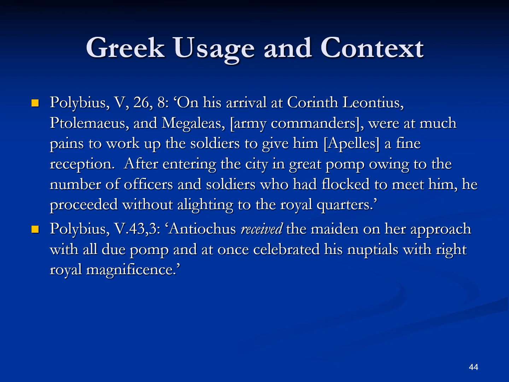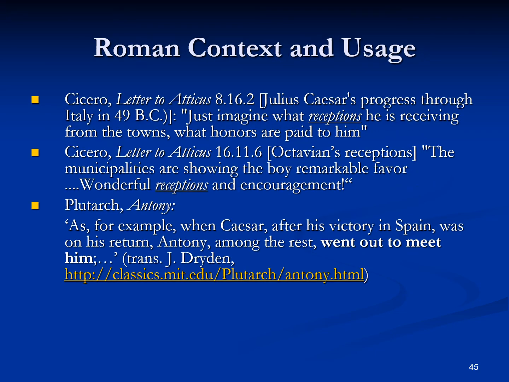Again in Polybius a little bit later, Antiochus received the maiden on her approach with all due pomp and at once celebrated his nuptials with right royal magnificence. All right, so here we have the word being translated as received instead of for a meeting, which shows you the kind of encounter that takes place. And it's a reception of a person coming for a marriage. On this slide, we have a couple letters from Cicero written in Latin, and then also a work by Plutarch who is writing in Greek.